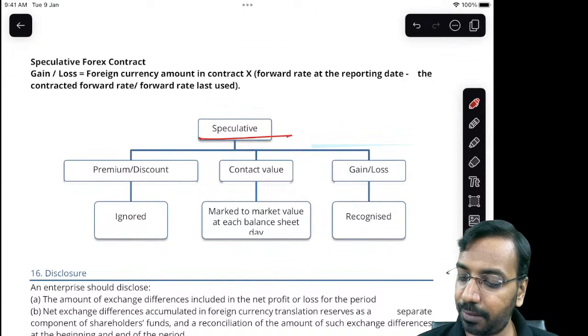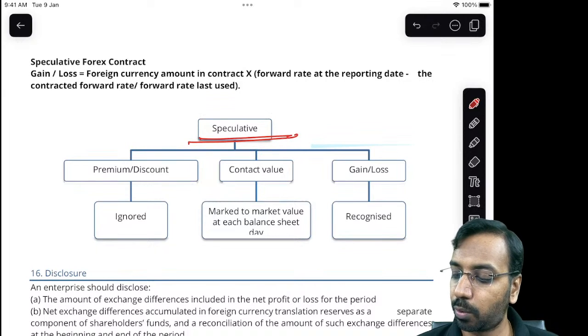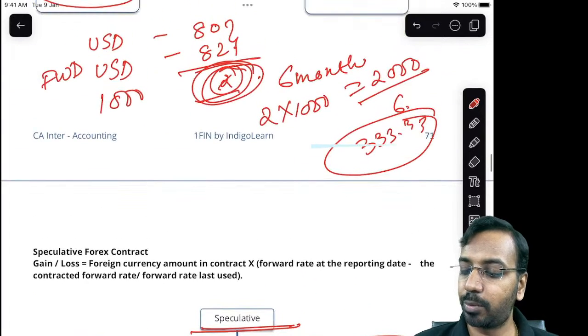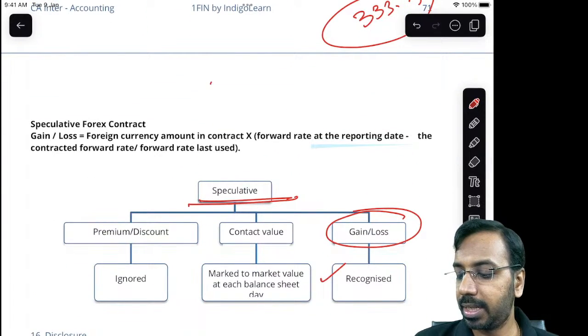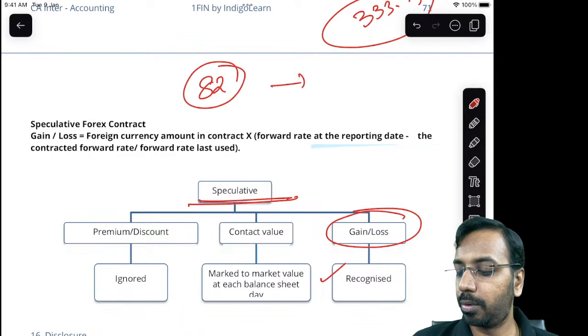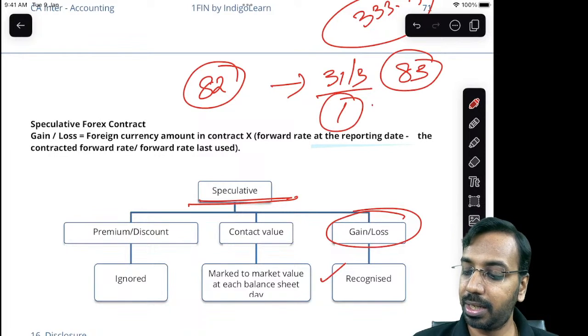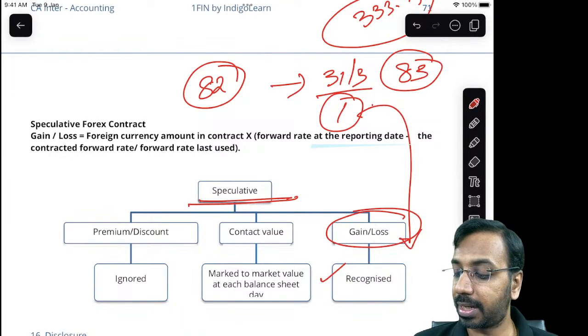If it is speculative, then all the gain or loss you will recognize in the P&L. For example, it's a speculative contract. I am not using it for hedging purpose. I have entered into a contract at 82. On 31st of March, it has become 83. So this 1, if I am buying, it is a loss. This 1 of loss will be recognized in P&L.